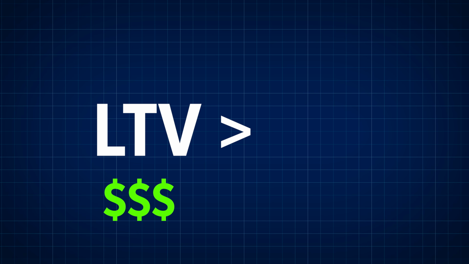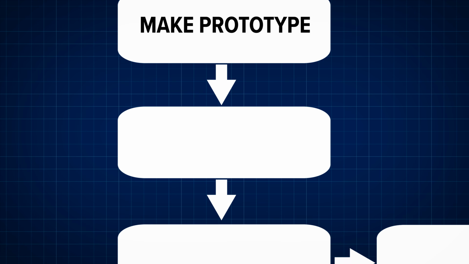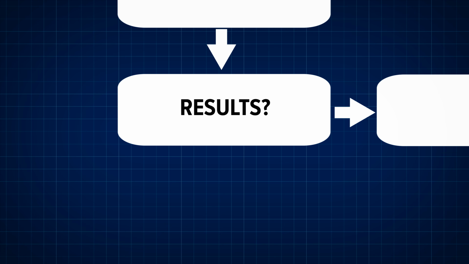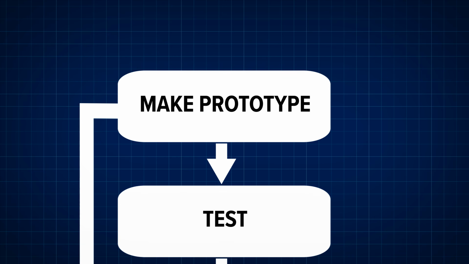And of course, if our LTV, the money we earn, is bigger than the CPI, the money we spend, the game is profitable, meaning the game makes money. And this is actually a really common approach in mobile game development. You first develop a prototype, then you test it, and then you check the results. And you make decisions based on the results. If you have good KPIs, you keep working on the game, iterating. And if you have bad KPIs, you just kill the game and move on.